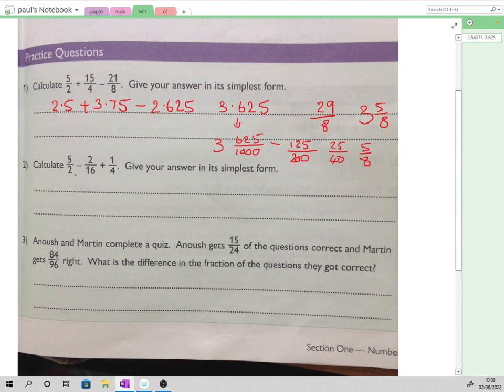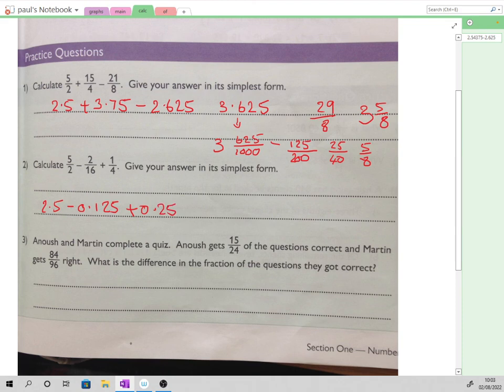So let's do this one again. So the minus and the pluses have changed. So 5 over 2 is the same as that one, isn't it? So 2.5 minus 2 divided by 16 is 0.125 plus a quarter is 0.25. And remember that one. There are some common ones that you can remember.